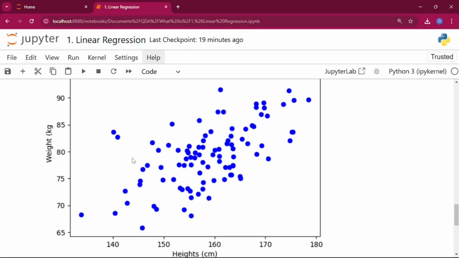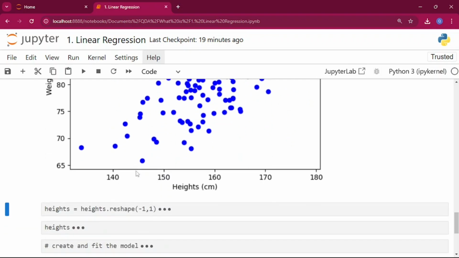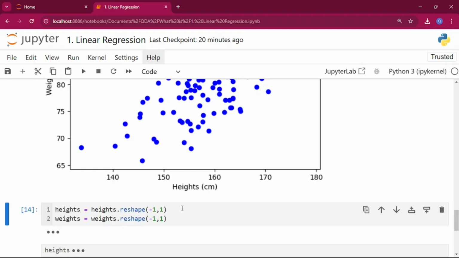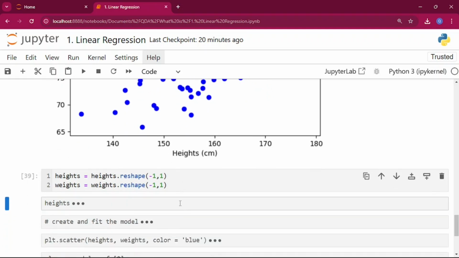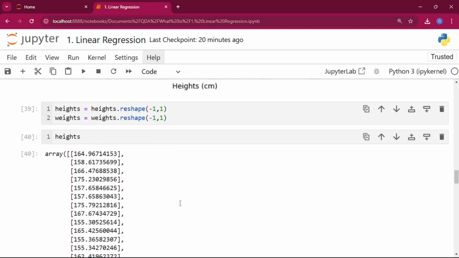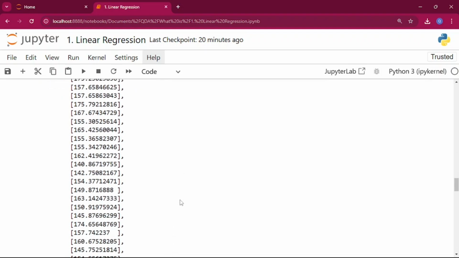So let's now fit the linear regression model to this data. To fit the data, we need to transform our heights and weights, so we are converting our one-dimensional array of heights into two dimensions. We are using this code to reshape our data sets of height and weight. And after transformation, this is how the data looks in the 2D form. So this is the 2D array.